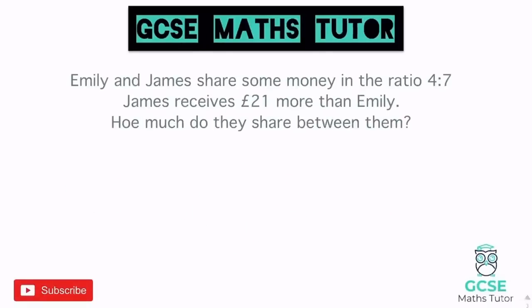Final answer. So Emily and James share some money in the ratio 4 to 7. James receives £21 more than Emily. How much do they share between them? So Emily to James is in the ratio 4 to 7.